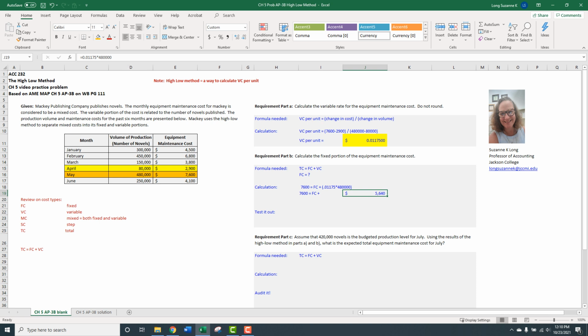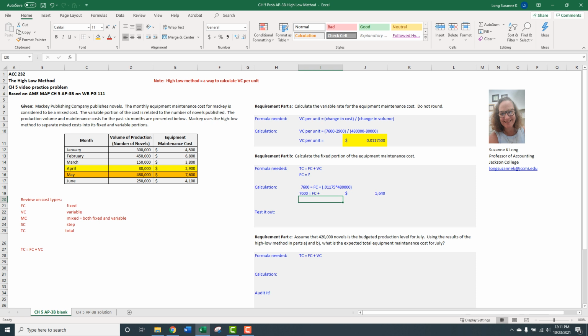And just notice I'm being kind of loosey here. So 7,600 is still there, equals fixed cost is there, plus this number is this number. I just did it over there because I'm using a formula. I want Excel to do the math for me.